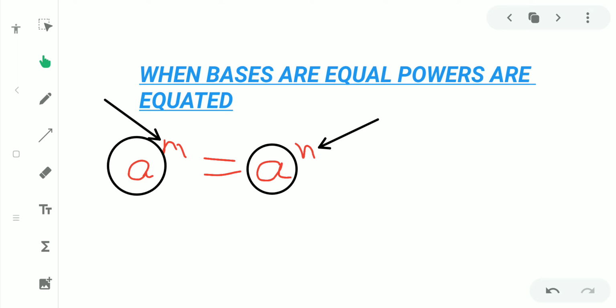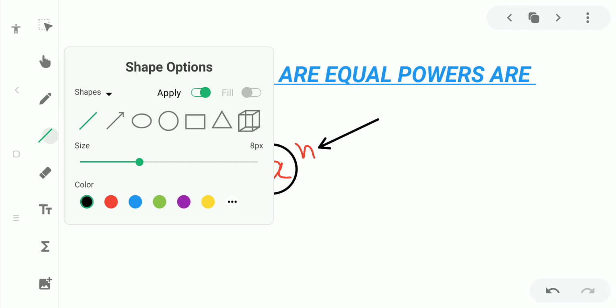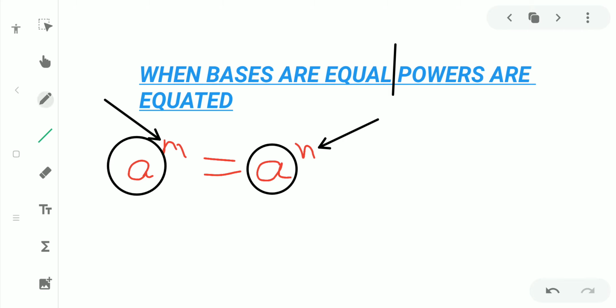Now, according to the statement, when bases are equal, if we cut the statement there, bases should be equal. So here bases are equal, that is A is equal to A. So I got here A is equal to A. So the first part of the statement is satisfied, when bases are equal.